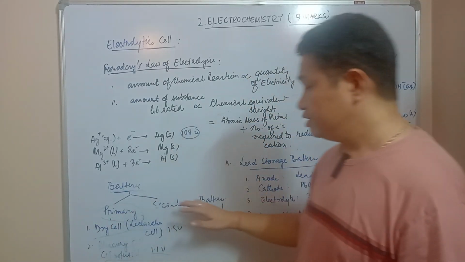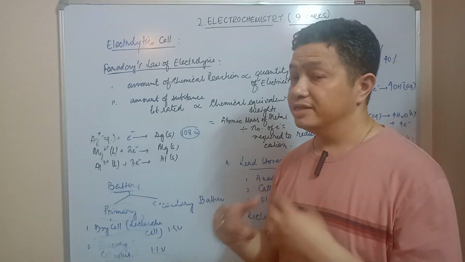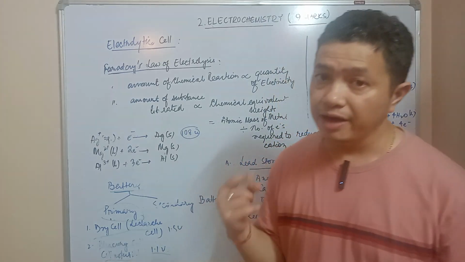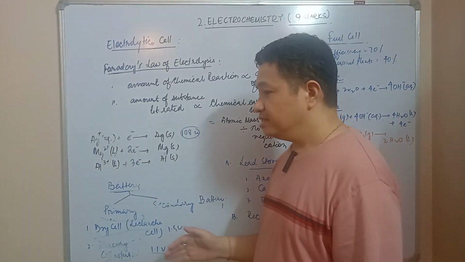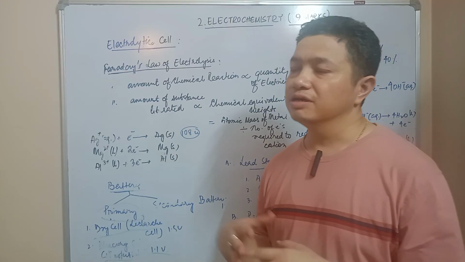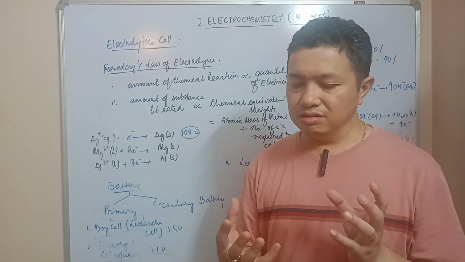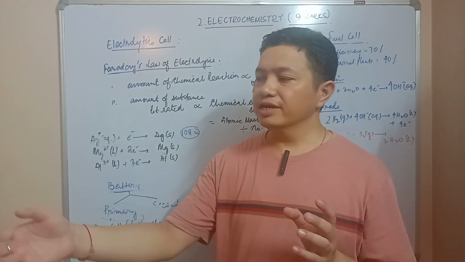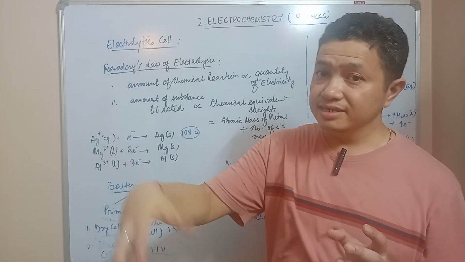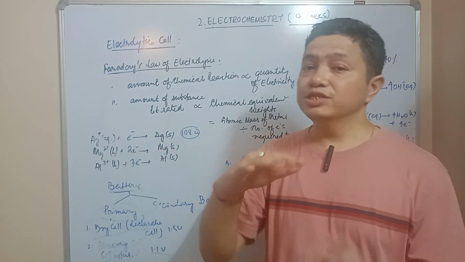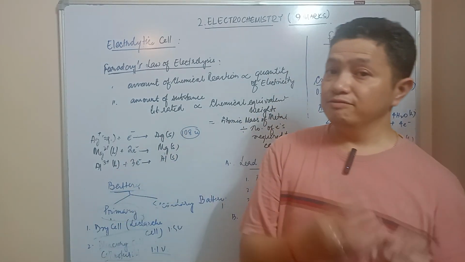But here, what's the difference between primary and secondary? In primary, that chemical reaction, or that redox reaction, happens only once. But in a secondary cell, after that redox reaction is completed and all the reactants become product, the product can again be reversed by passing electricity. The chemical reaction can be reversed, so that the products are again formed from the reactants.